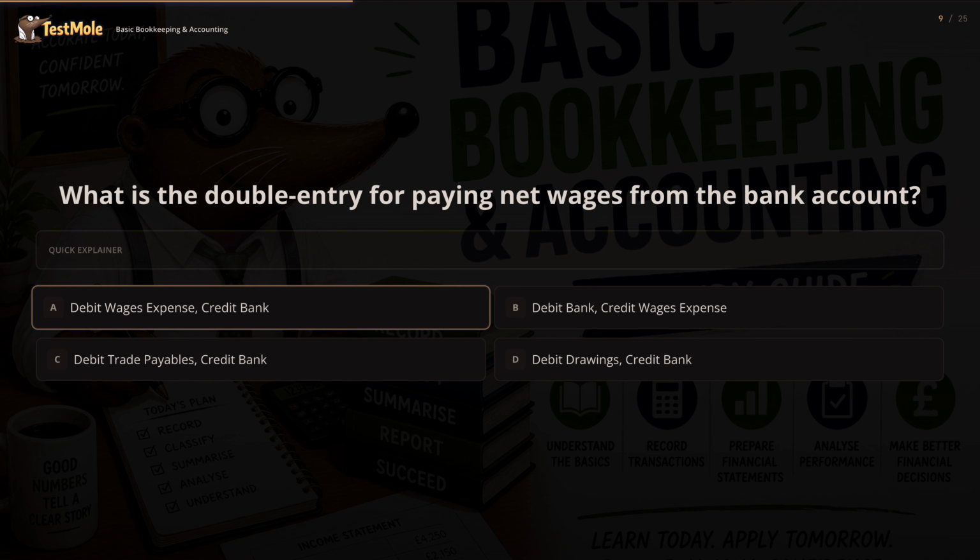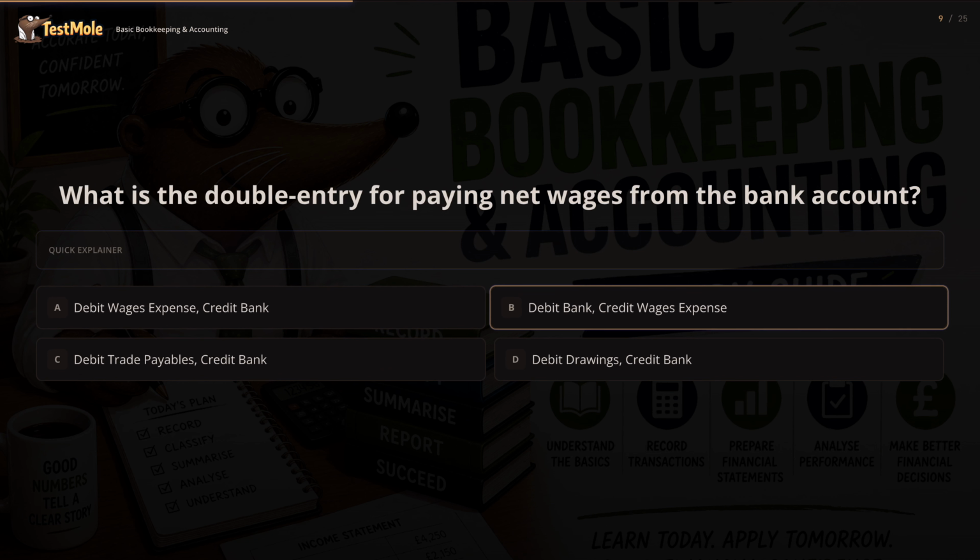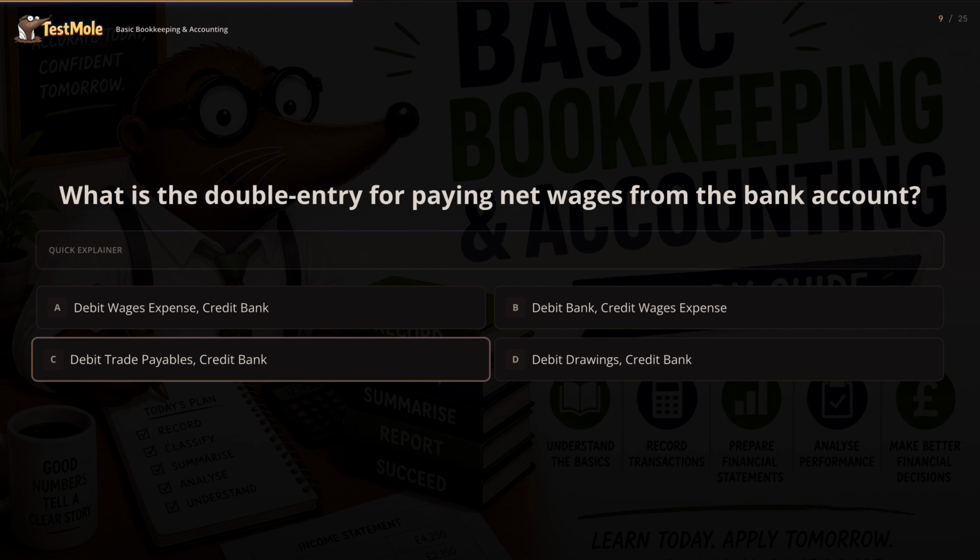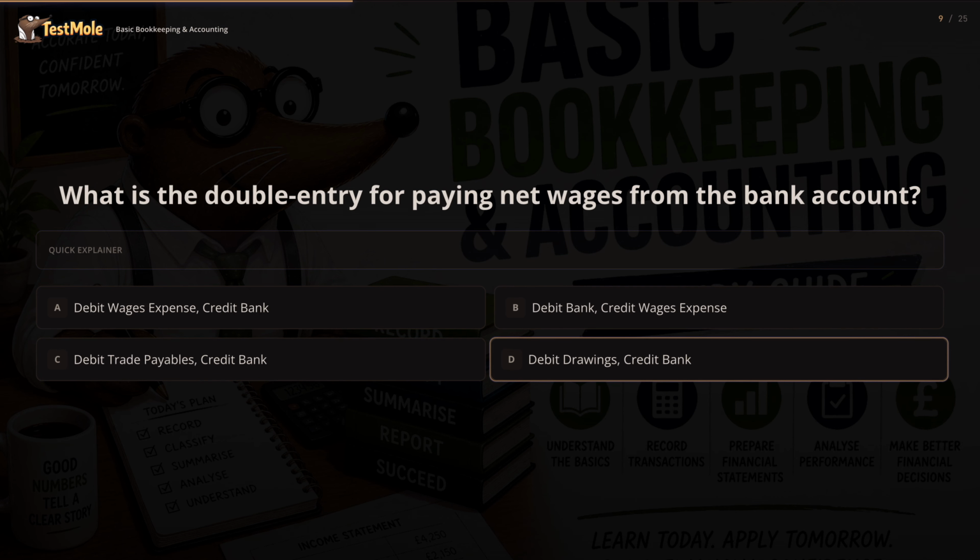Possible answers are A. Debit wages expense, credit bank. B. Debit bank, credit wages expense. C. Debit trade payables, credit bank. D. Debit drawings, credit bank.